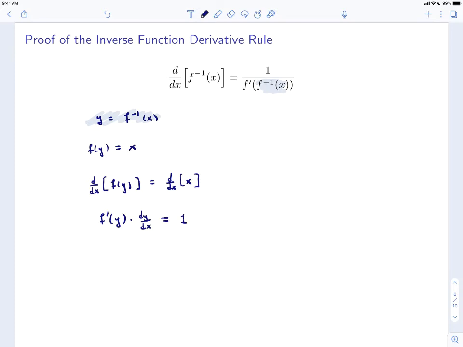So now we just simply divide by f prime of y, and we'll have that dy dx is equal to 1 over f prime of y. But now we remind ourselves that y is equal to f inverse of x, so that tells us that dy dx is equal to 1 over f prime of y, but y is f inverse of x. And there's our rule for computing the derivative of an inverse function.